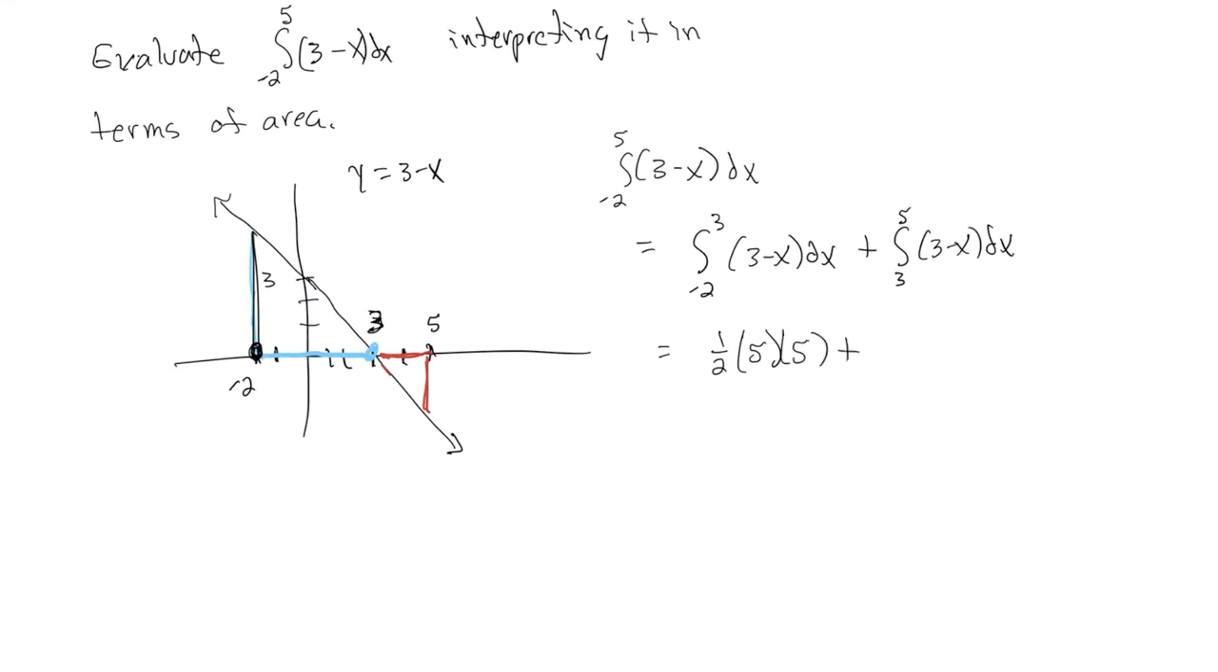And then that next triangle is below the x-axis, so that's going to be a negative quantity. Going from 3 to 5 is a base of 2. And then what's the height? Again, the height is the y value at x equals 5. So my function is 3 minus 5, a height of -2.